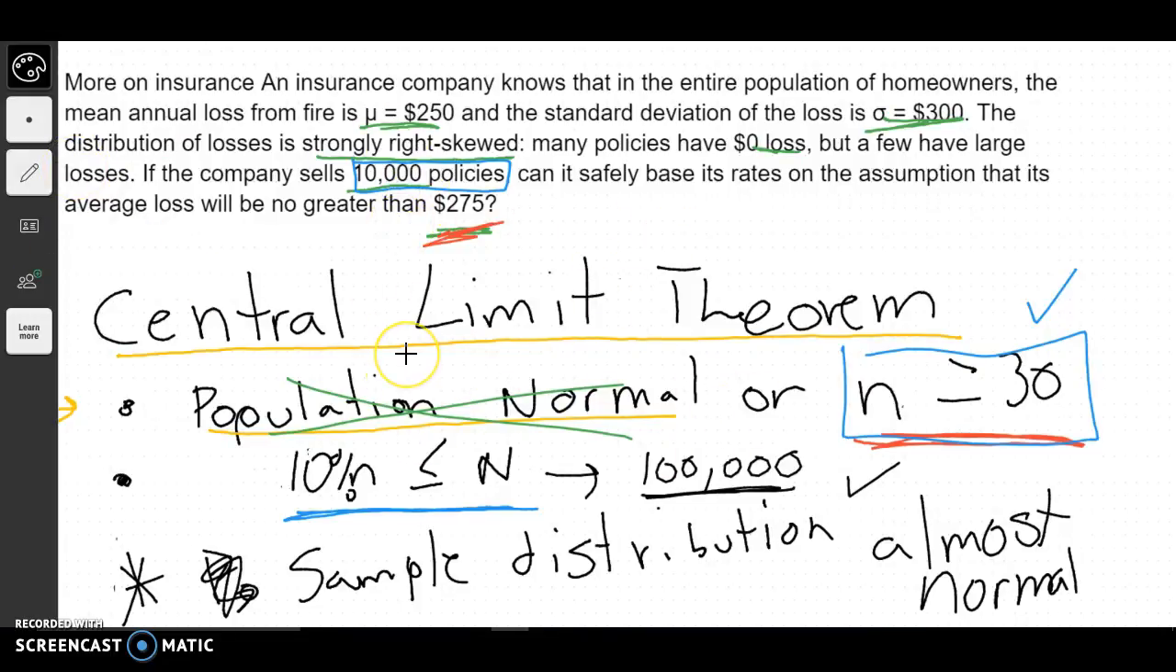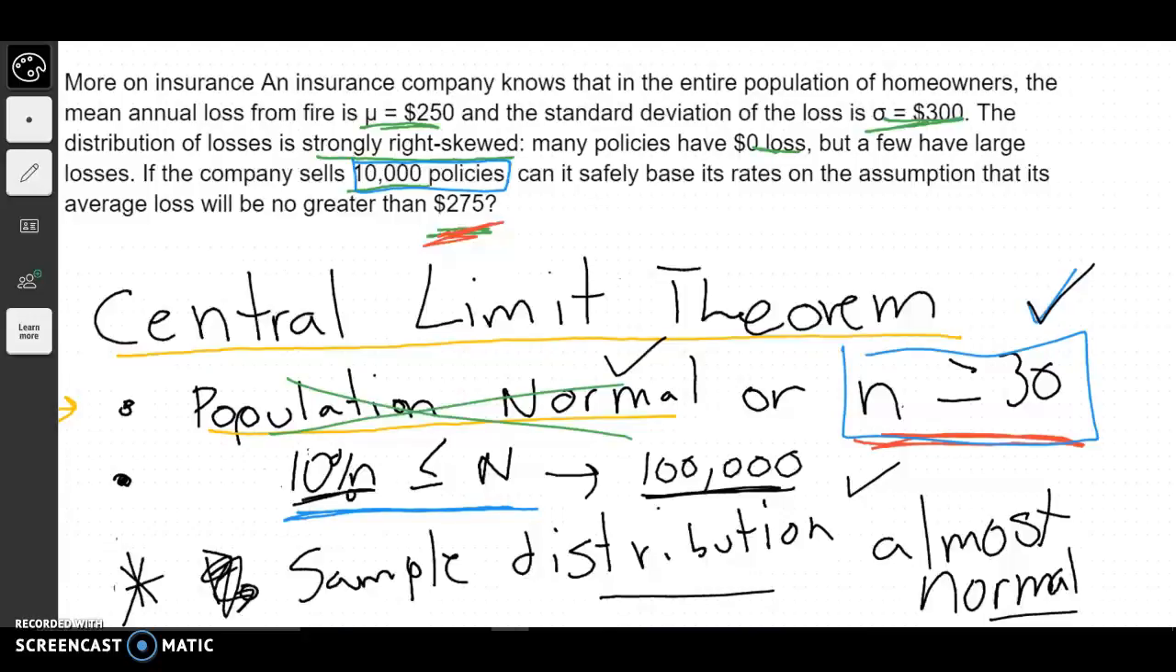Really read through and make sure that you can say that the population is either normal or we have a sample size greater than 30. If that's not true, we can't assume the sampling distribution is almost normal. Second, you want to make sure that the sample is not greater than 10% of the population. If you take very, very large sample sizes, make sure it's still under 10% of the population, or you are going to run into some problems also.